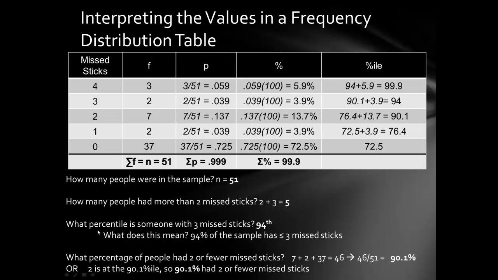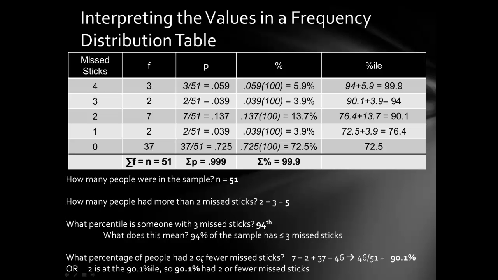Another one: what percentile is someone with 3 missed sticks? Well, 3 is at the 94th percentile, which tells you that 94% of the sample had less than or equal to 3 missed sticks. What percentage of people had 2 or fewer missed sticks?